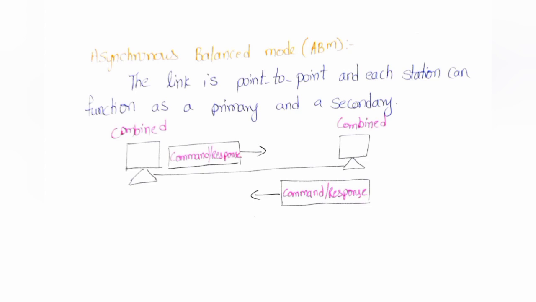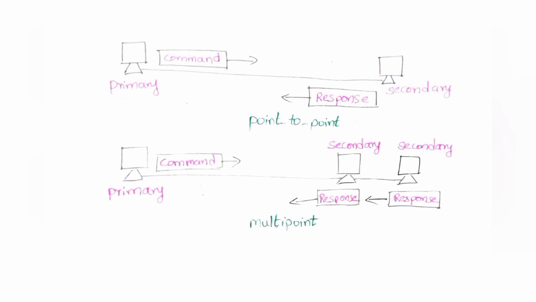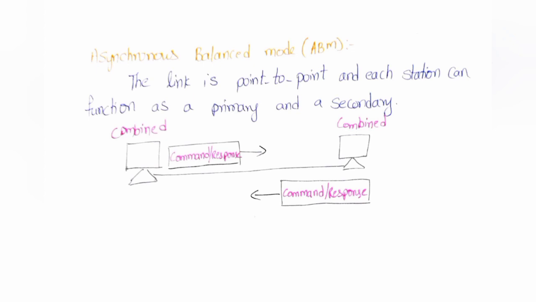So here the communication established is using the full duplex and half duplex communication, right? In the case of ABM, we are applying the full duplex communication, whereas in the case of NRM, we are applying the half duplex communication. The primary station will first send the command to the secondary station, and then the secondary station will respond to the command, right? In the normal response mode, for both the point-to-point and multi-point link, they are following the half duplex communication, whereas here it is following the full duplex communication.